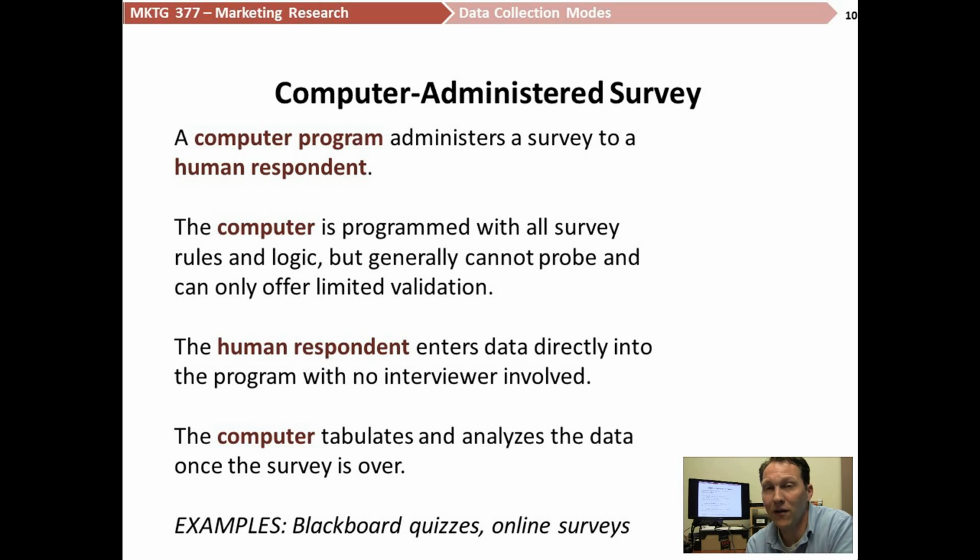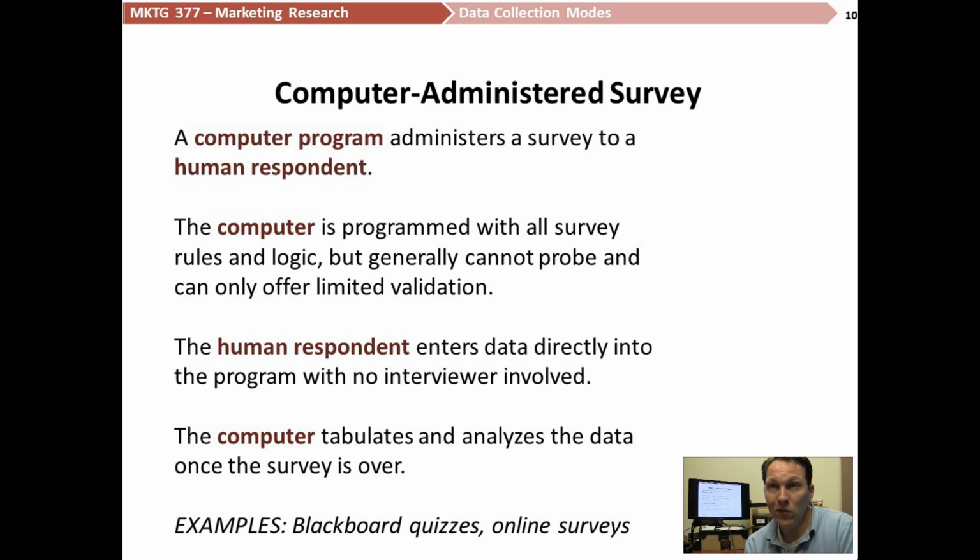No human being other than the respondent is involved in this process. The computer is going to take the data, tabulate it, and analyze it once the survey is over. So it'll usually add it into a new data set, and then provide analysis on the back end to the researcher.